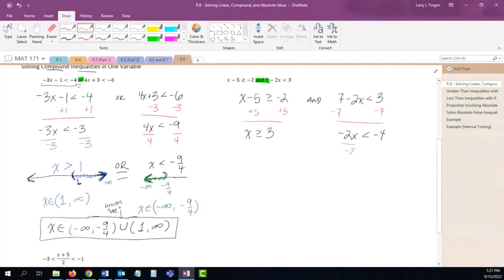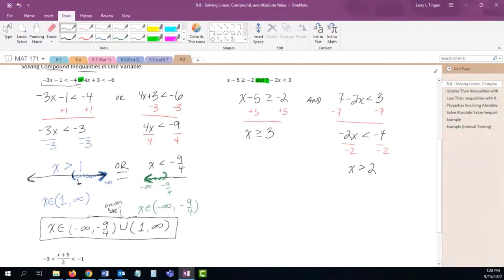Okay, but on this next step, I'm going to. This next step, x needs to be by itself. So I'm going to divide both sides by negative 2. And in doing so, I have changed the relationship. Negative 2 divided by negative 2 is 1, less than becomes greater than, and negative 4 divided by negative 2 is positive 2.